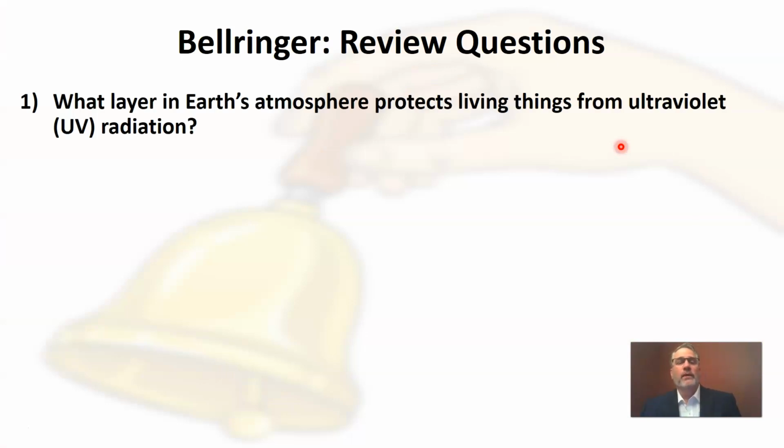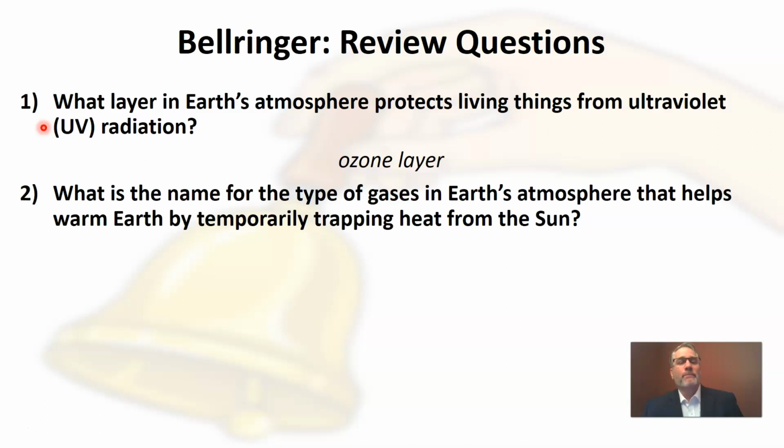So question number one, here's our review question. What layer in Earth's atmosphere protects living things from ultraviolet radiation? Without this layer, ultraviolet radiation would destroy the cells in living things, so it would be difficult for life here on Earth to exist. Did you remember that's the ozone layer? So the ozone layer protects living things. That's part of our atmosphere.